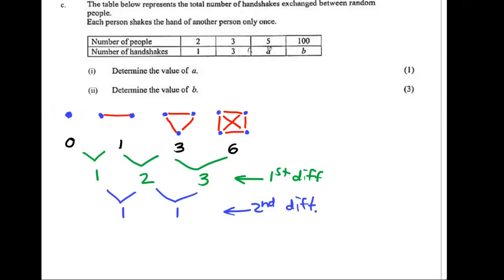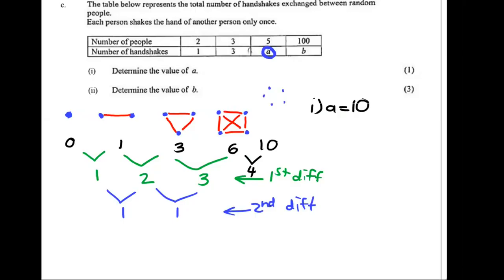So when they ask us, what is the value of A over here? They're asking you to give the 5th term. So what is our answer going to be for A? What will the 5th term be in our pattern? 0, 1, 3, 6. So here we would add 4, and 6 plus 4 is 10. So I'm not going to draw it, but if I was to draw 1, 2, 3, 4, 5 and do all the connections, there would be 10 connections for those people shaking hands.